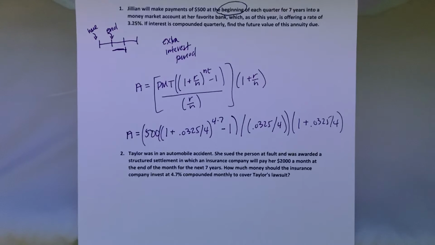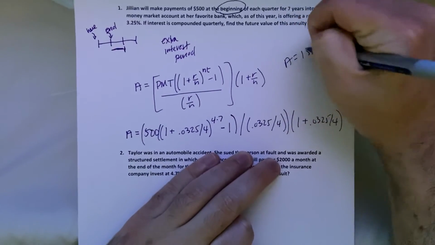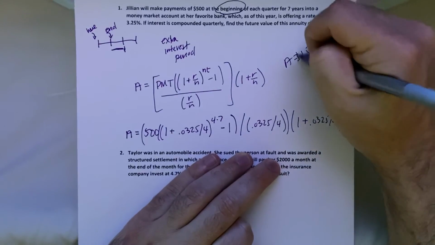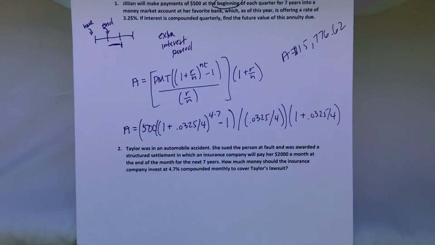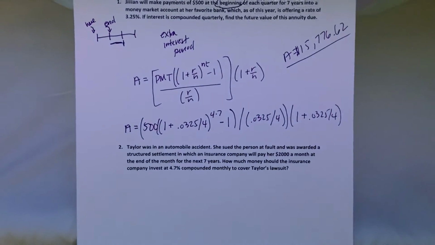So 500, 1 plus 0.0325 over 4, to the 28 minus 1, divided by 0.0325 over 4. So she does this for 7 years, and she ends up with $15,776.62. Now, of course, we can always check how much is interest and how much she paid in. She paid in $500 4 times a year for 7 years, so she paid in $14,000. She ended up with $15,776. Again, that doesn't seem like a huge increase, but when the t that you're doing this over is short, it doesn't accumulate that much.